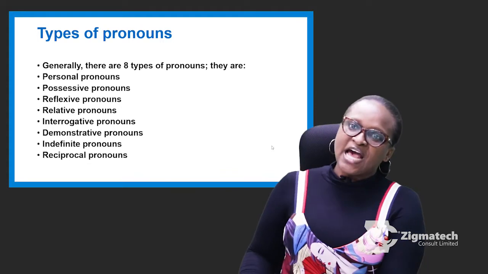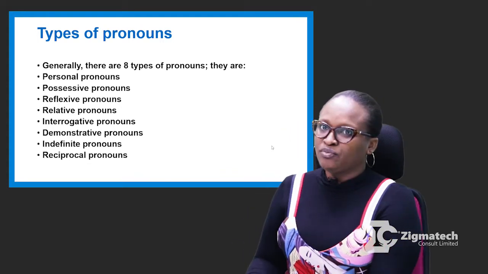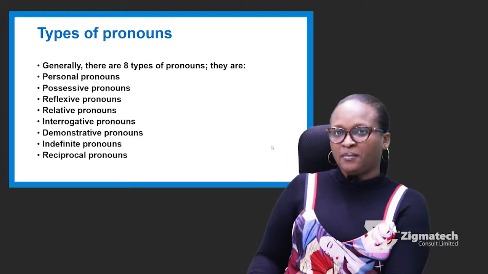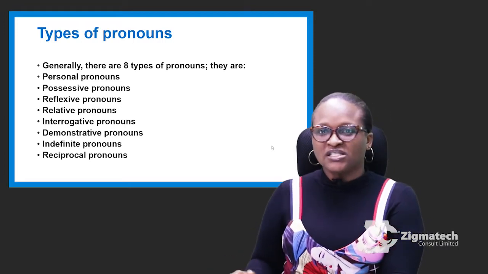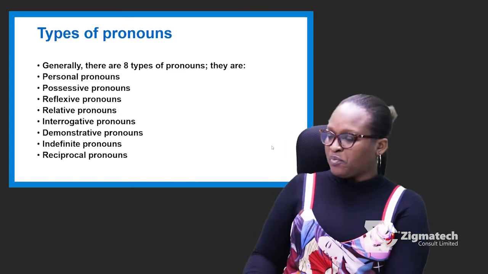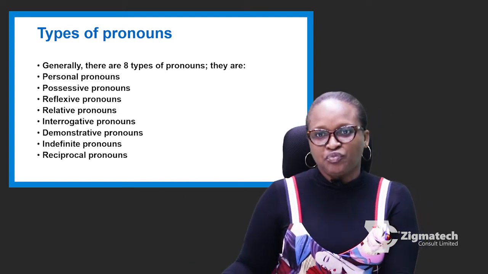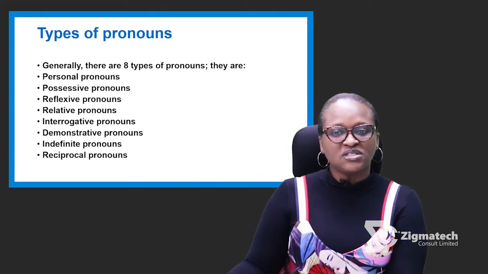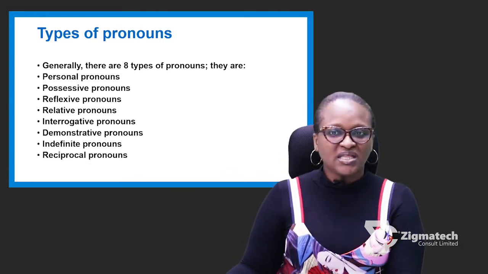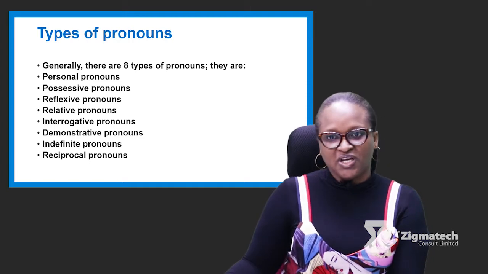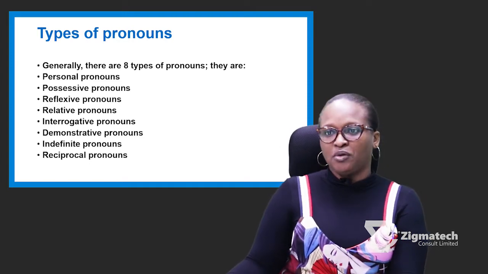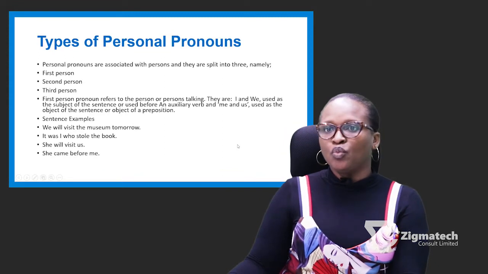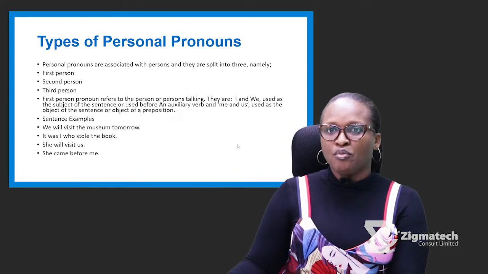We want to look at the types. Remember, we looked at certain objectives, and the types of pronouns will be one of them. Now we have 8 types of pronouns. You have the personal pronouns, possessive pronouns, reflexive pronouns, relative pronouns, interrogative pronouns, demonstrative, indefinite, and the reciprocal pronoun. So basically for our study today, we will be looking at the personal pronouns.